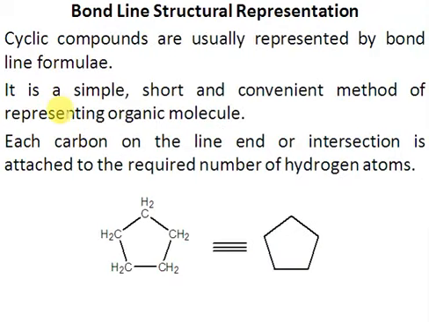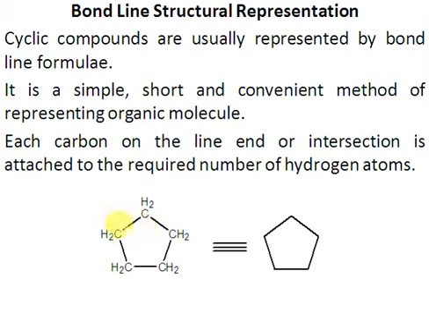Cyclic compounds, which previously could not be represented by condensed formula, are easily represented by bond line formula. You can see this is a bond line formula for cyclopentane. You can see this is CH2 here, CH2 here, CH2 here, CH2 here, CH2 here, right? So all of these are CH2 in the form of a 5-membered ring.